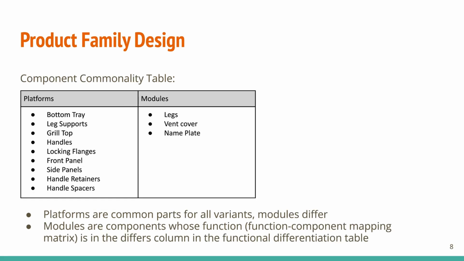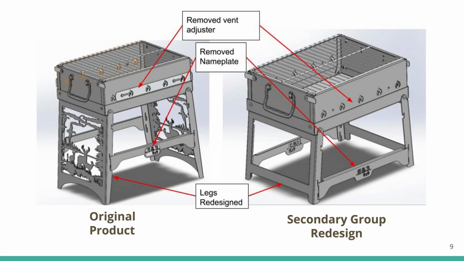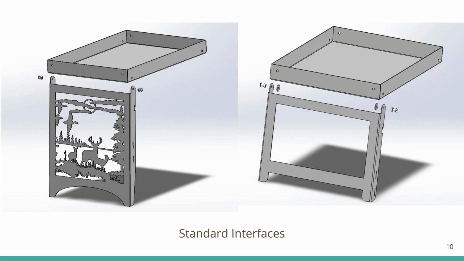For the component commonality table, we look at platforms, which are common parts between all variants, and then modules, which differ. Some modules include the legs, vent cover, and nameplate. Here you can see the original product versus what we have redesigned for our secondary group. We have removed the vent adjuster, nameplate, and also have redesigned the legs. Here is the standard interface of the legs.